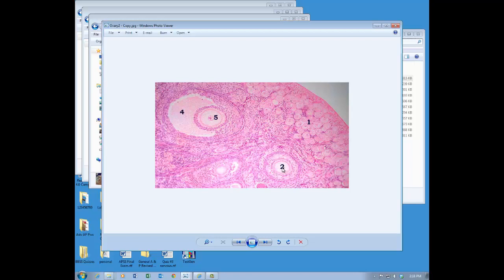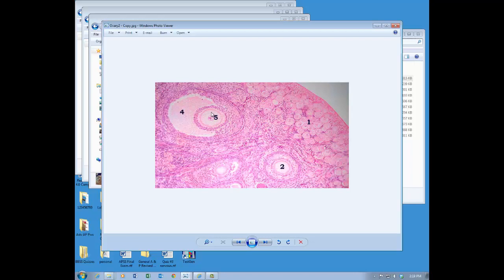Oocyte is another name for the egg. So this is an egg that is not quite developed yet, not ready to be ovulated or released from the ovary. So this is the primary oocyte with the primary follicle around it. And then we look at a much more mature egg. This is number 5 here. This would be the secondary oocyte.